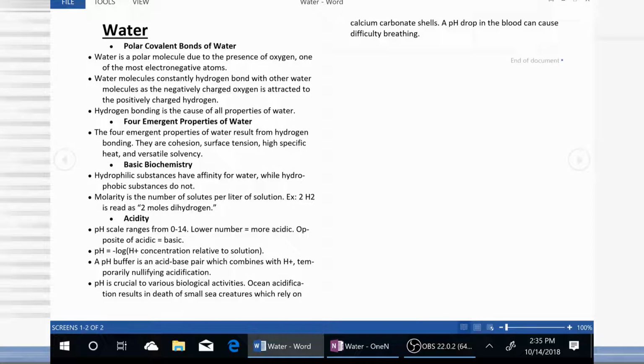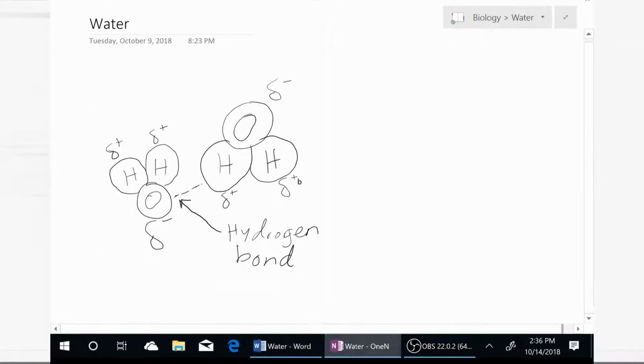And so water is a polar molecule, and the main reason that it's polar is because of the difference between the oxygen atom and the two hydrogen atoms. The difference in electronegativities between those is pretty high, and so because of that, water is one of the most electronegative or most polar molecules. And so water molecules will constantly hydrogen bond with other water molecules because negatively charged oxygen is attracted to the positively charged hydrogen. So here we have an example of this.